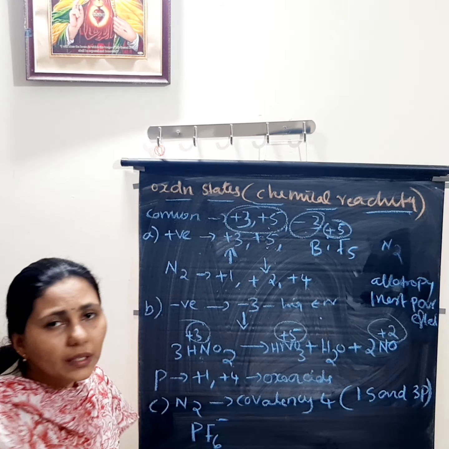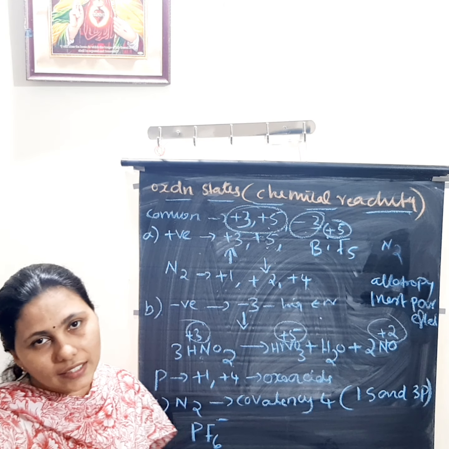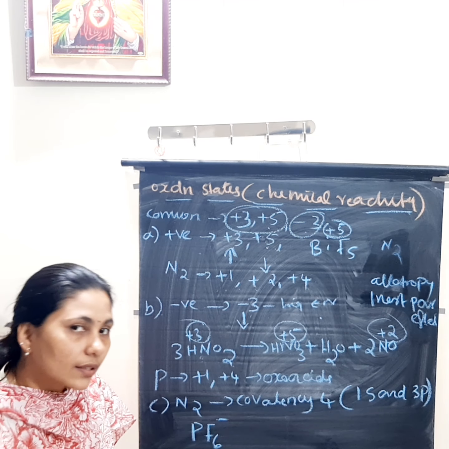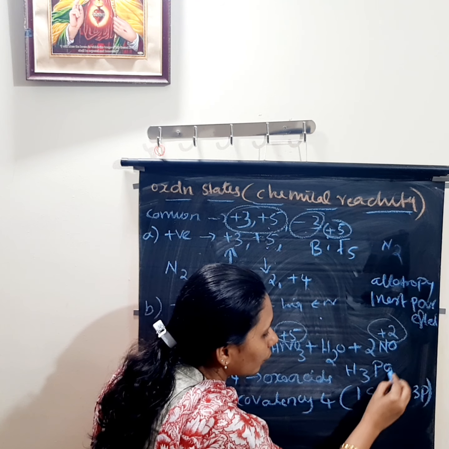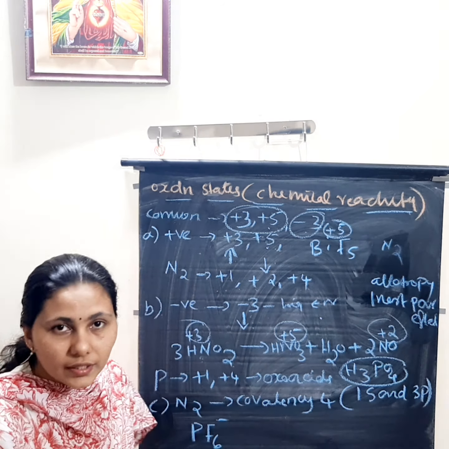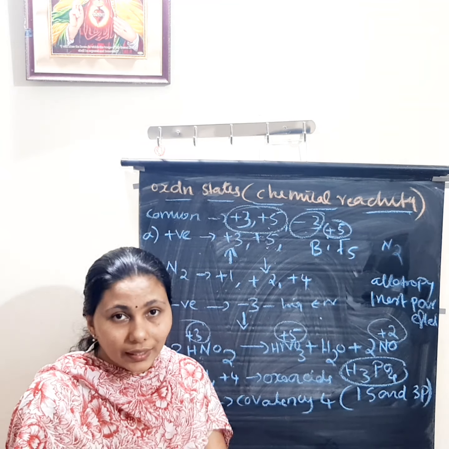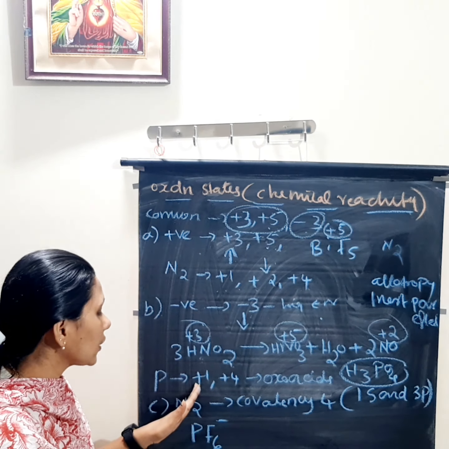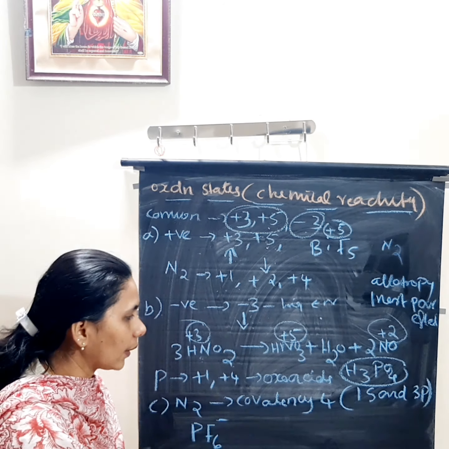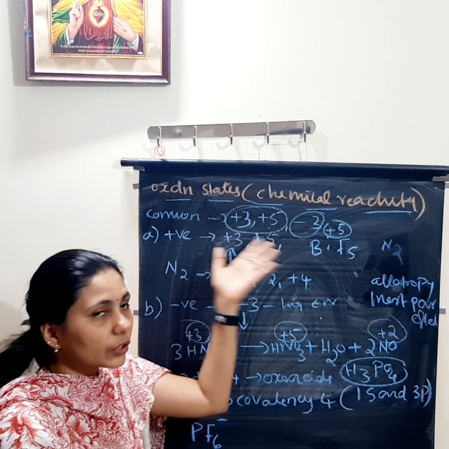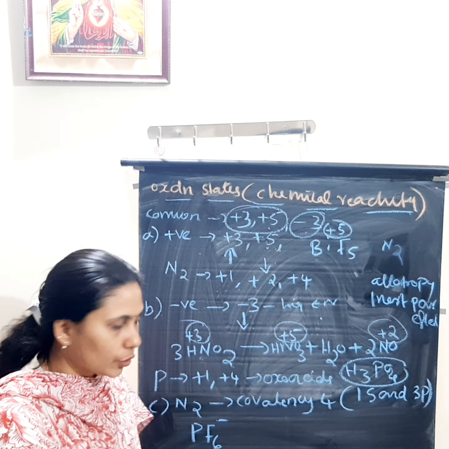Then phosphorus generally shows +1 and +4 oxidation states in its oxo acids. Oxo acids means oxygen-containing acids. For example, H3PO4 is an oxo acid of phosphorus. Why is it an oxo acid? Because it contains oxygen. Detailed study of oxo acids comes later in this chapter. So phosphorus shows +1 and +4 oxidation states in its oxo acids. Then arsenic, antimony and bismuth also show the +3 oxidation state.